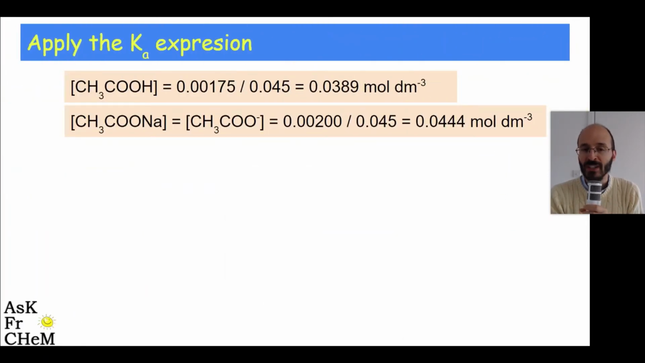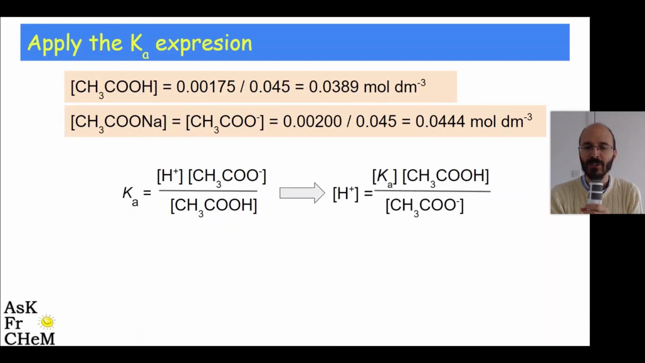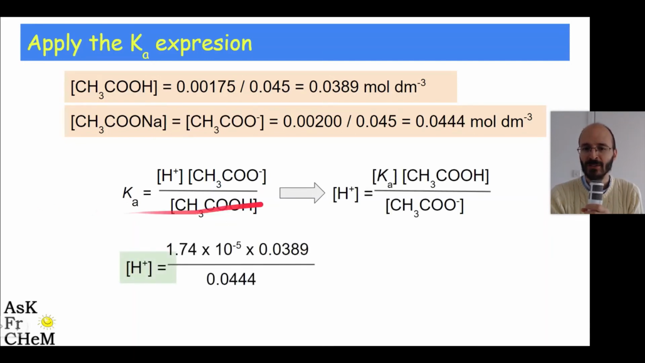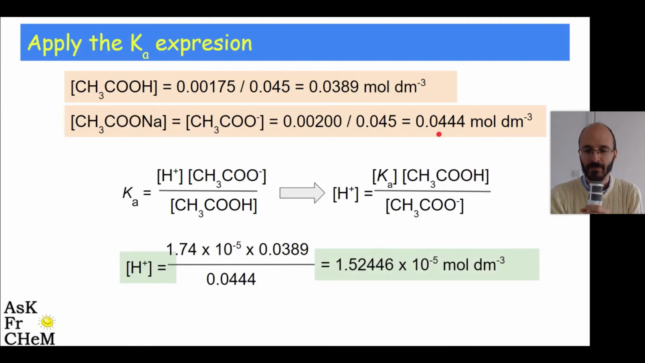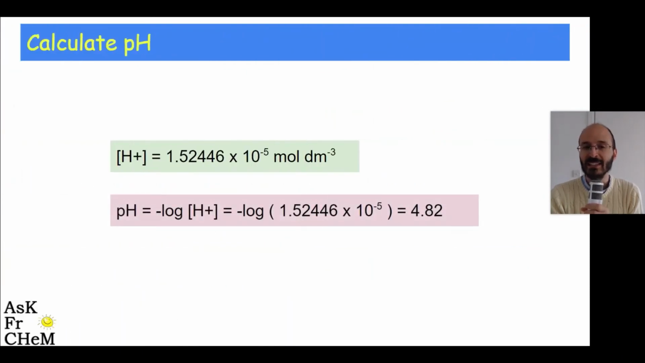And now when you have the concentrations in the buffer, that's when you can use the Ka, rearrange it. That gives you the concentration of protons. You've got the values for the Ka from before. The concentration values are here. And then this is the easiest part of the question, minus log it. You've got the answer.